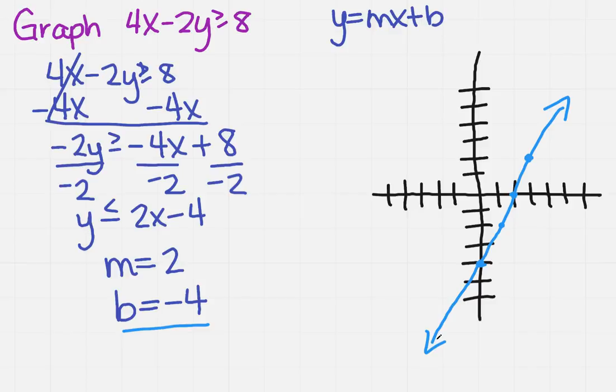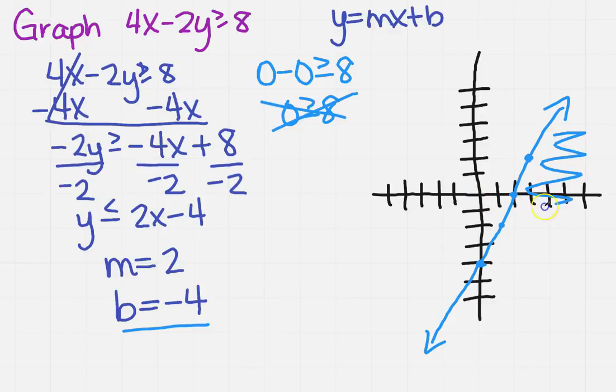Now I need to know which way I need to shade in this equation for my graph. So I'm going to plug in the origin if I can. That's the easiest place to test a point. So I would have 0 minus 0 is greater than or equal to 8. 0 is greater than or equal to 8, which we know is not a true statement. So you're going to go on the other side of your line, and that's where you would shade.